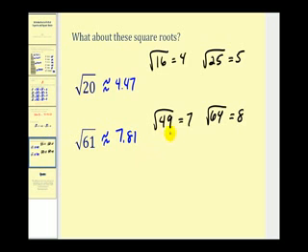So just to summarize this idea, if we're taking the square root of a perfect square, it works out very nicely. But if we take the square root of a number that's not a perfect square, we're only able to get a decimal approximation. I hope you found this introduction helpful.